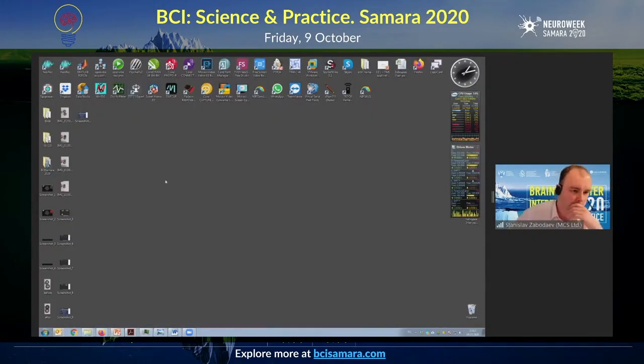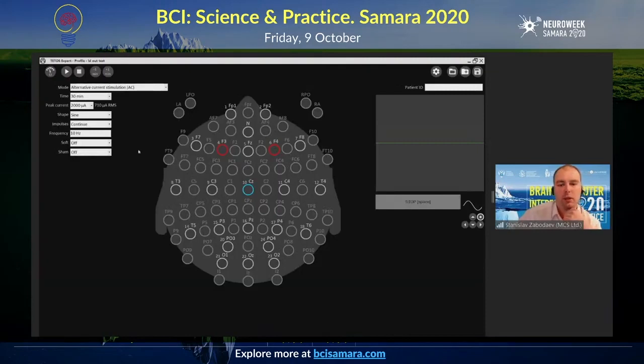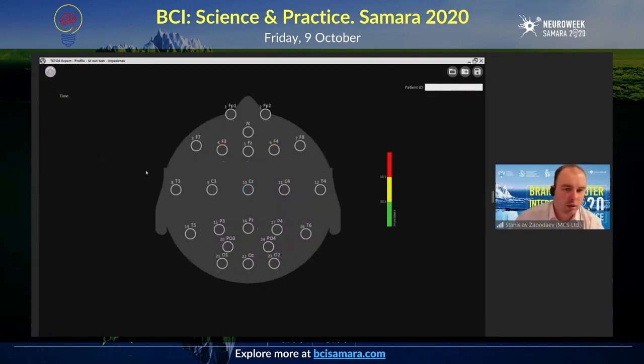Let me show you what the stimulator management software looks like. It is called TITUS Expert. So using this interface, you can control inter-electrode impedance. And let me show you how it works, especially taking into account all of the constraints that I had talked about. Let's say we wanted to stimulate FP1. Let's put an anode to FP1 and a cathode to FP2.